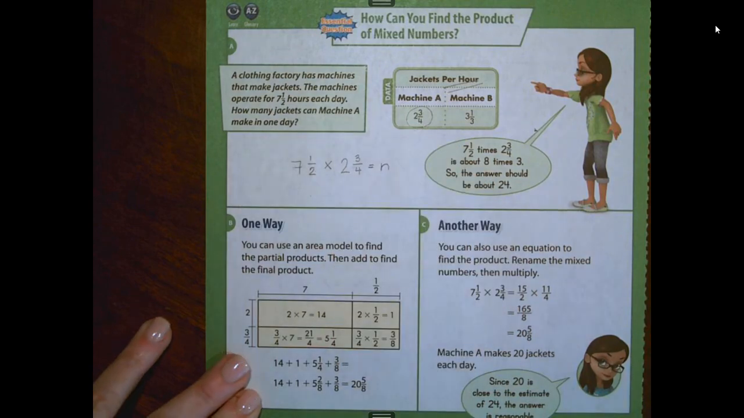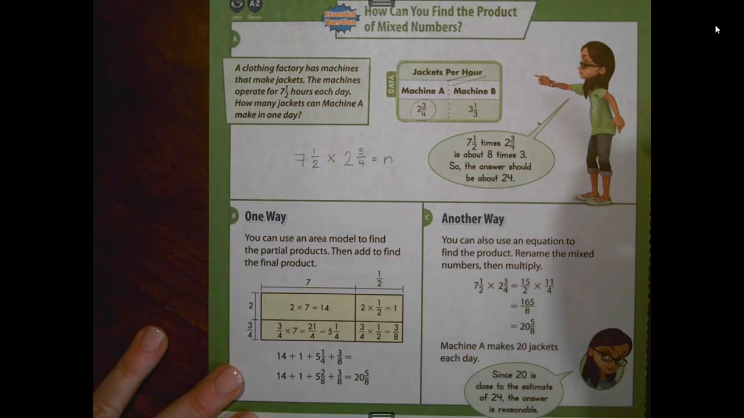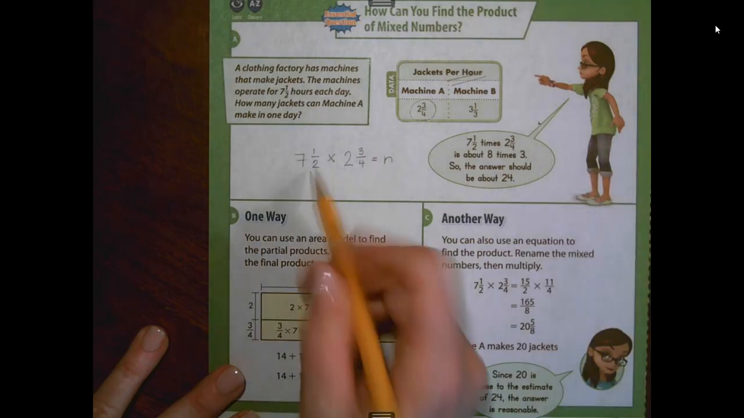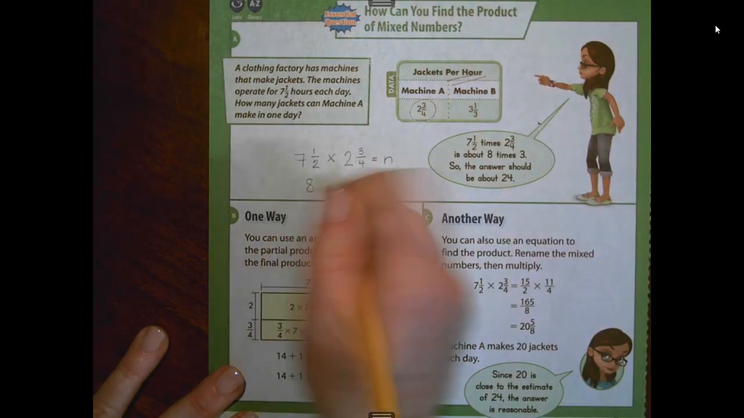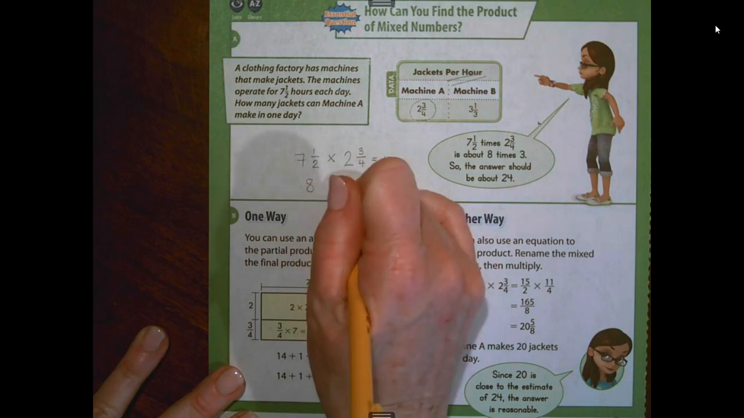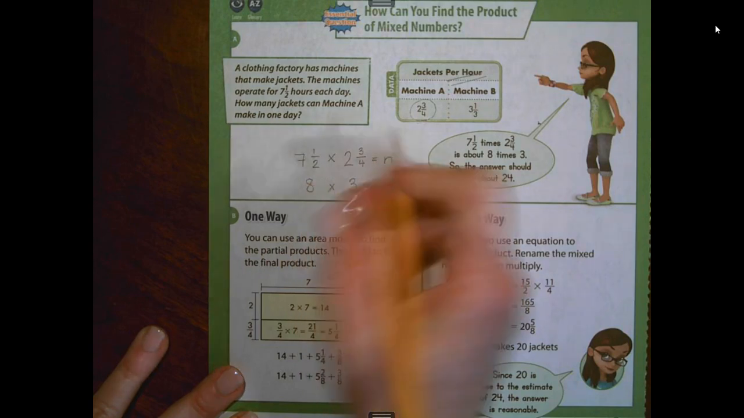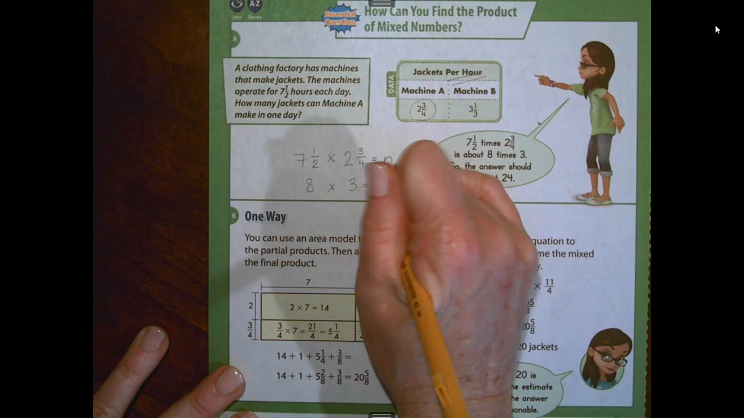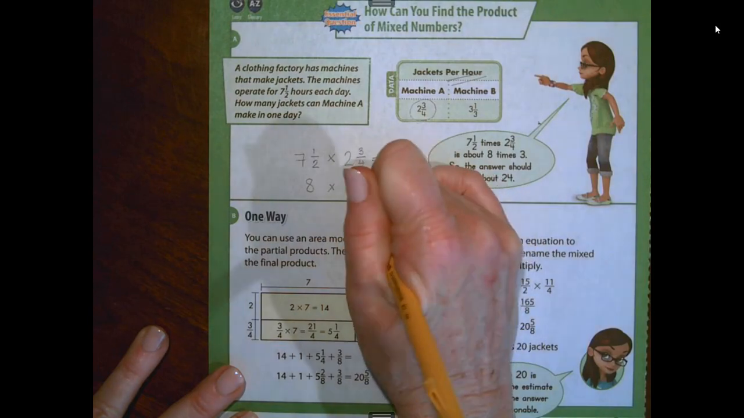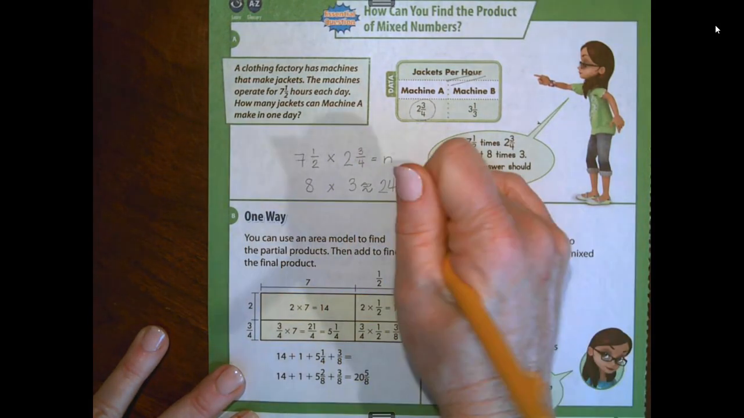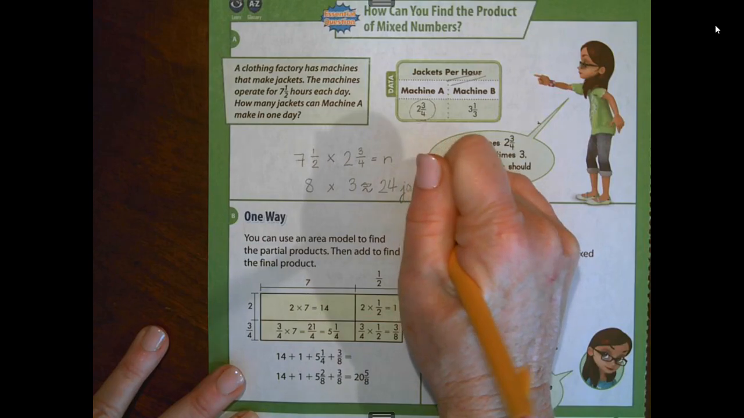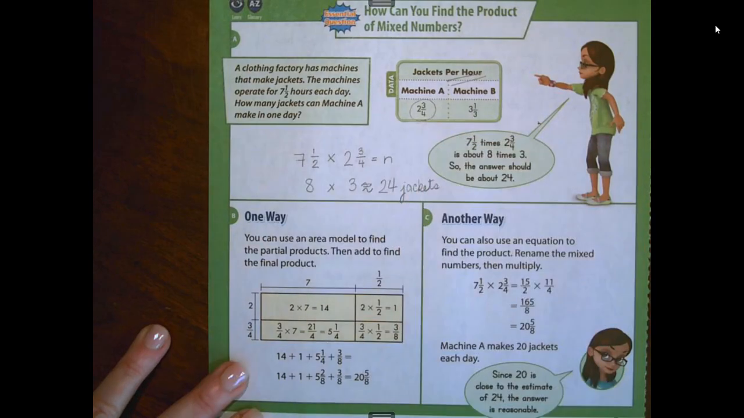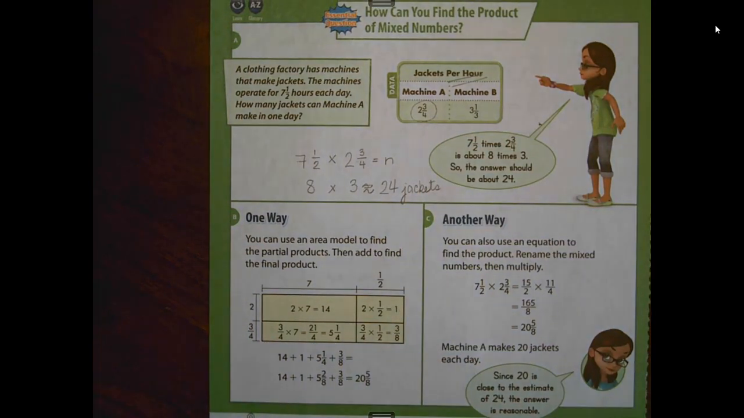Okay. Now let's talk about a quick estimate for this problem. 7.5 would round up to the whole number 8. 2 3/4 would round up to the whole number 3. So what we know is that it's going to make about 24 jackets in a 7.5 hour period. So our answer will be reasonable if it is close to 24.